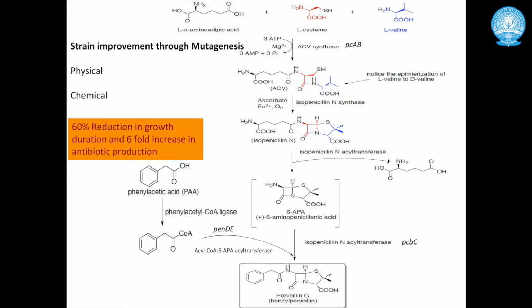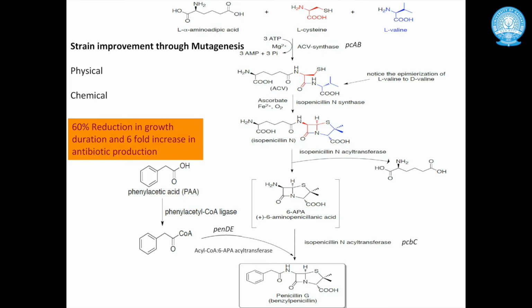This intermediate is converted into isopenicillin N in the presence of isopenicillin N synthase. This step requires ascorbic acid, iron and oxygen. Now from this isopenicillin N, in the presence of isopenicillin N acyl transferase, 6-amino penicillanic acid is formed, which is the precursor, or the core or functional portion, of all penicillin related antibiotics.